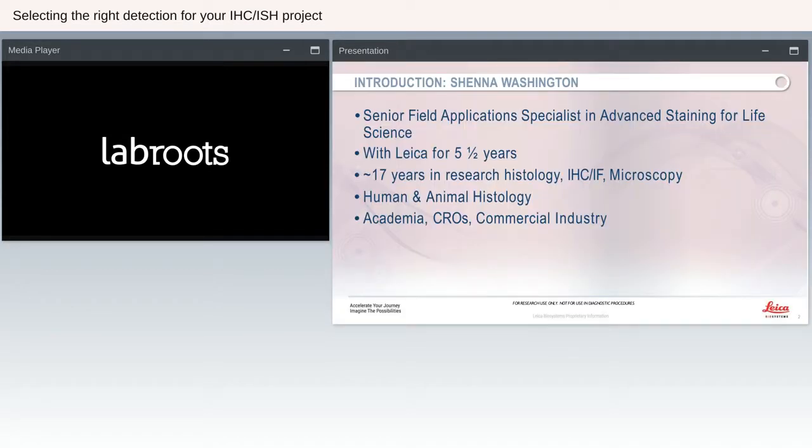So my name is Shenna Washington, and I am a Senior Field Application Specialist in Advanced Staining for Life Science with Leica Biosystems. I've been with Leica for 5.5 years. Previous to that, I worked in research histology for approximately 17 years, doing IHC, IF, standard staining, microscopy, fluorescent microscopy, confocal microscopy, all kinds of different things for both human and animal tissues. And I've worked in academia and CROs and now in the commercial industry. So a little bit about me.